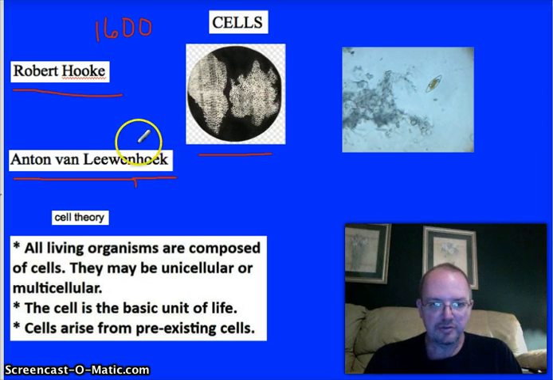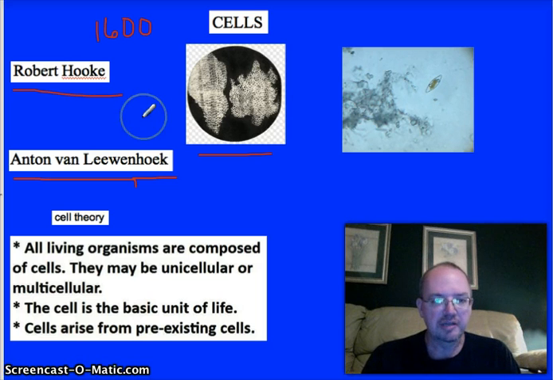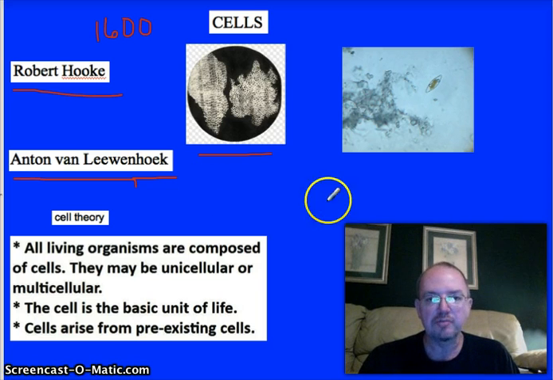Now, von Leeuwenhoek was of a similar era. He was also in the 1600s. You'll find his microscope looked remarkably different than Robert Hooke's, but he too had made a microscope, and he looked at lots of things. He looked at water. He would scrape things from his teeth. He would scrape things from his gums and look at them under the microscope.